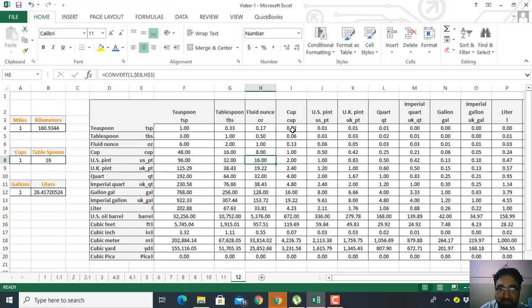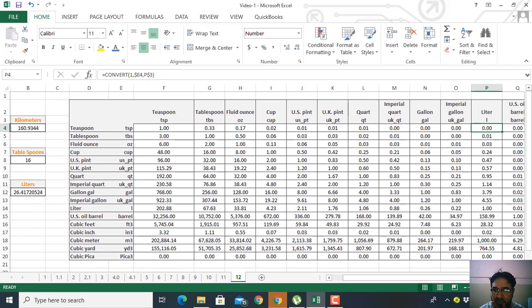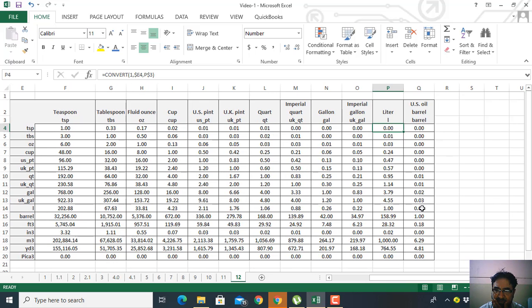Cup, look at this conversion of cup. The same way US pint, the same way UK pint, UK quart, quart, gallon, imperial, and liter. And here is the US oil barrel. This is the conversion actually. I hope you guys understand this.